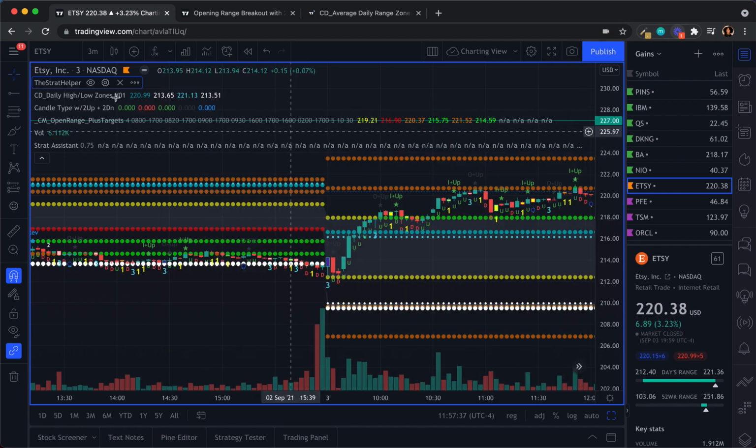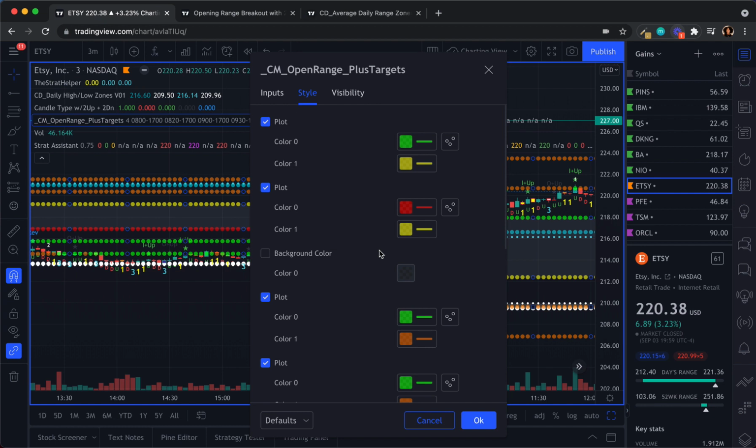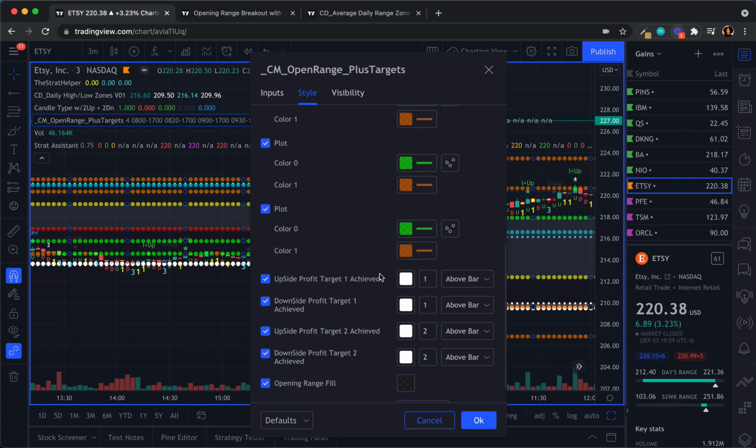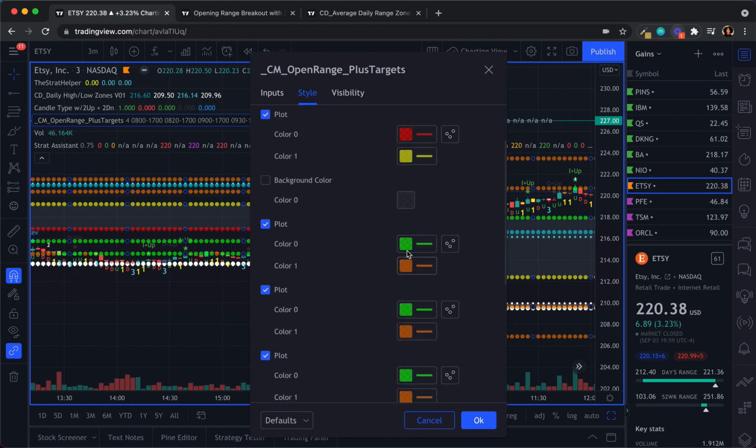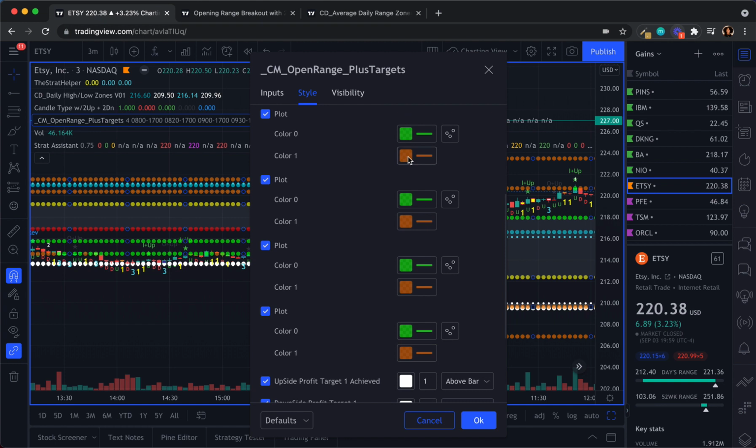So with that said, let's go ahead and take a look at the settings of each of these. First, let's take a look at the settings of the opening range plus targets. This is not default settings, so I changed this to yellow for the lines, and then to change to red or green based on breaking out high or low. I don't remember how these are being used, but you can see here I have yellow, green, or orange, green. This is the profit targets. For the profit targets, I have them as orange, and then if I cross them, they're green.